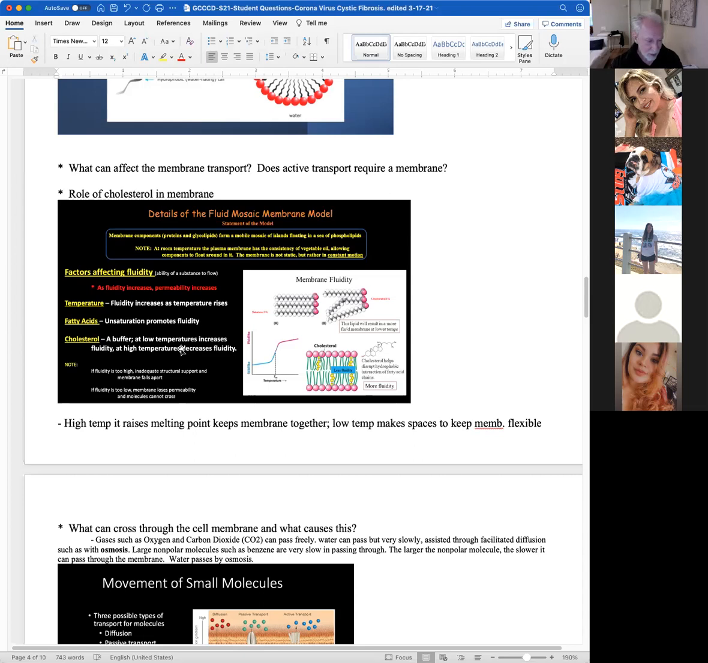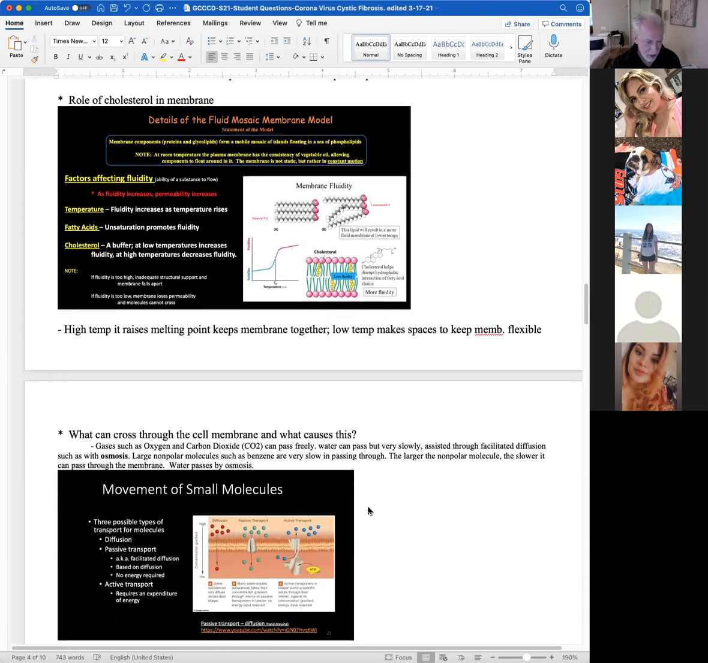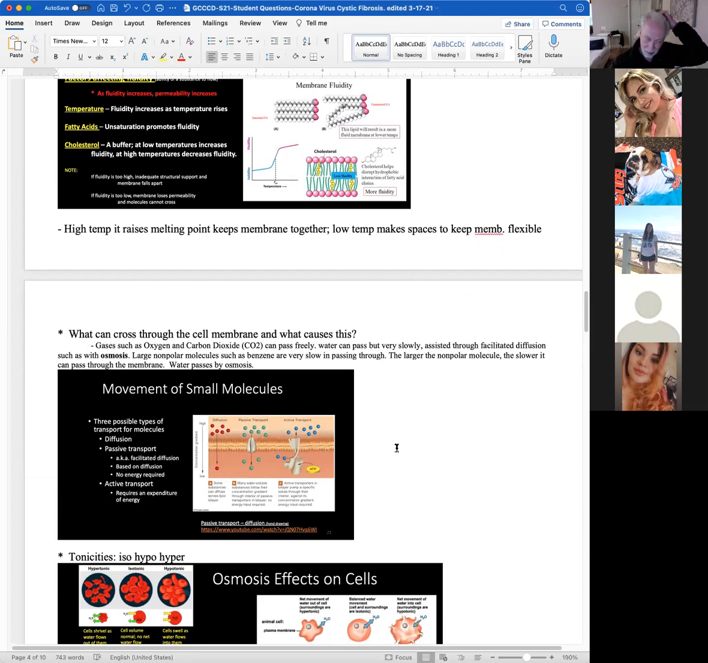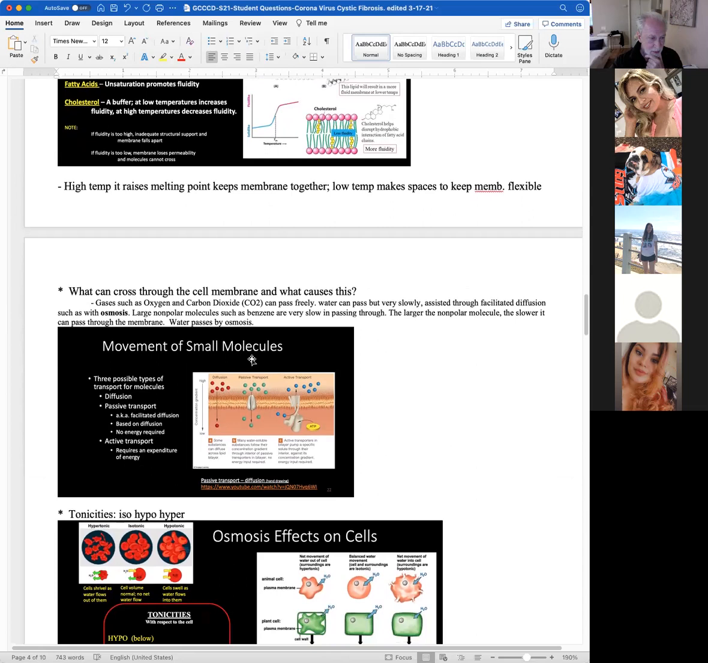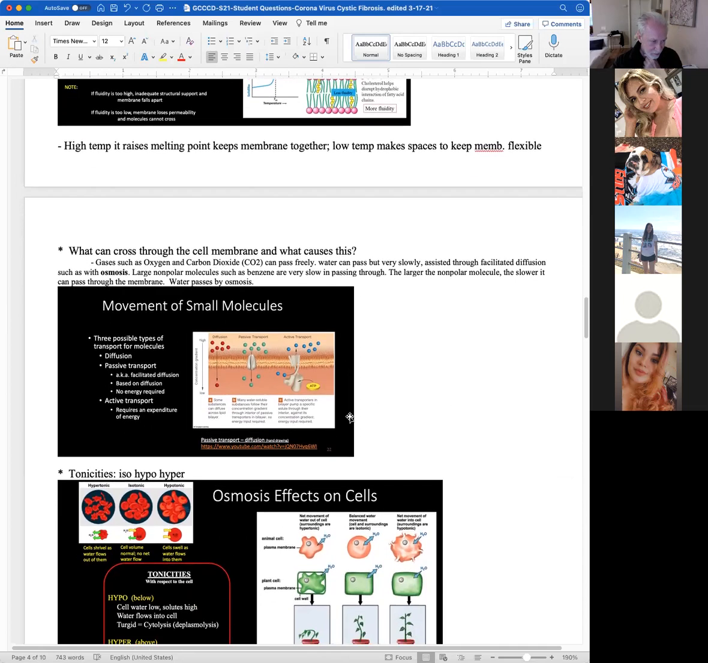There were a number of questions about what types of molecules can cross a membrane and what are the mechanisms by which they do it. So for that, I refer you to this slide on the movement of small molecules. They move by 3 different processes: diffusion, passive transport, and active transport. And you see that illustrated by the different colored dots. So the red ones illustrate diffusion. Diffusion is passive, and it's usually very slow.